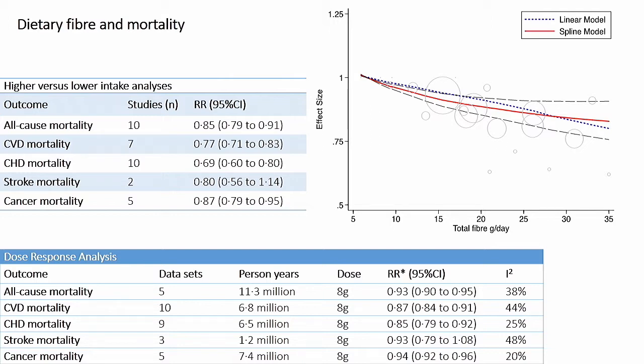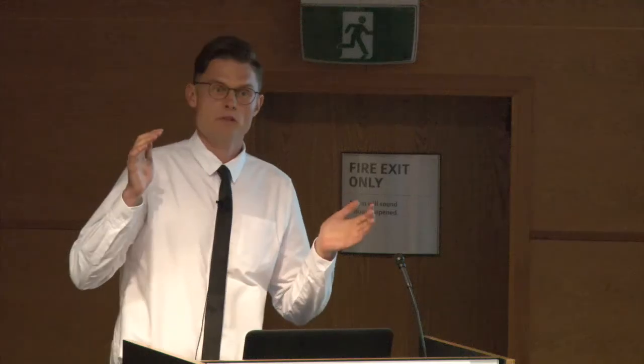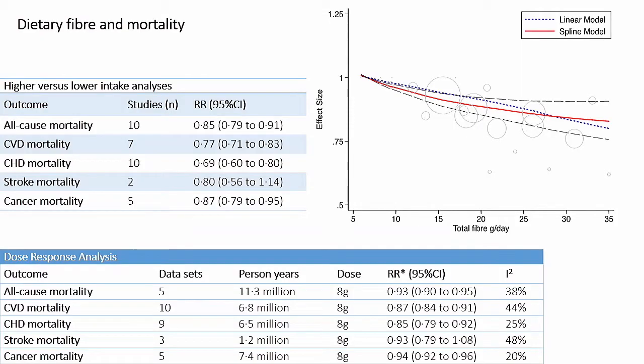I'm treating them separately. You can see that there's less data available for stroke mortality, only 2 studies, and you can see those really wide confidence intervals where it's going to be something between a 50% decrease to a 15% increase in risk with higher intakes of fiber. So you can't say too much about that one because we don't have the data available.